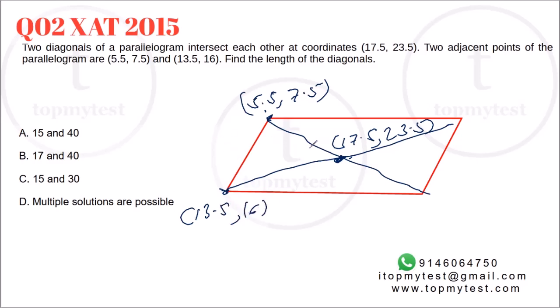Now, how does this help us? We need to find the length of the diagonals. We know that one of the diagonals will be double of this length and the other diagonal will be double of this length. So we will be able to find the length of the two diagonals. Let's calculate. The first diagonal length will be 4 square plus 7.5 square, square root.